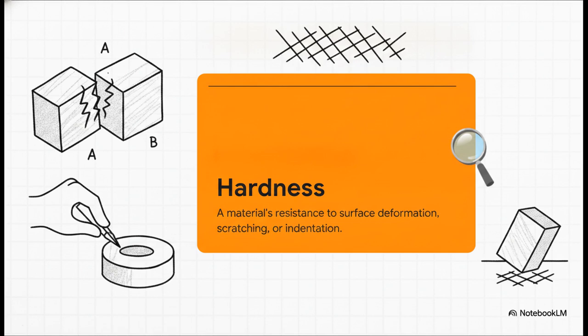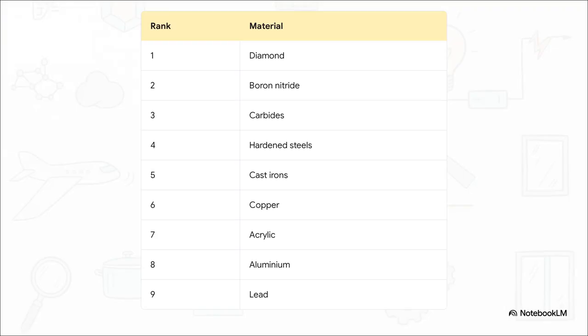Think of it like this. If I scrape material A against material B, the one that leaves a scratch on the other, that's the harder material. It is literally a battle of the surfaces. And here's exactly how that battle shakes out, ranked from hardest down to softest.